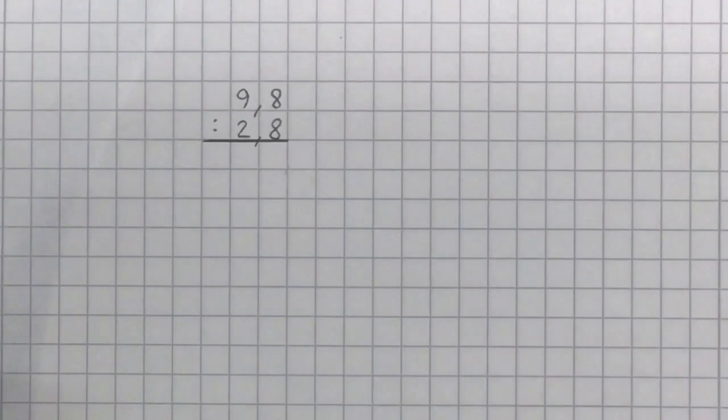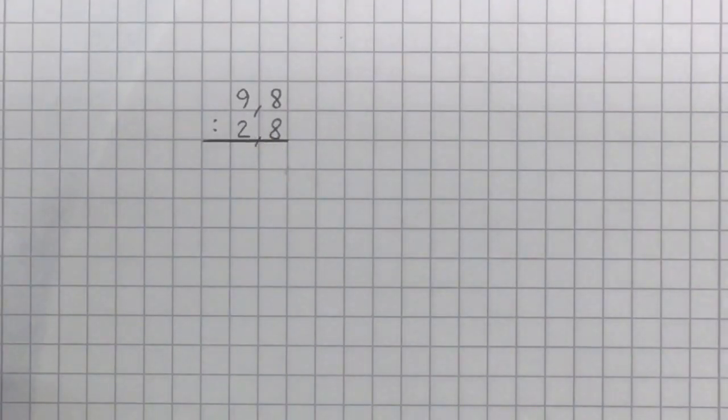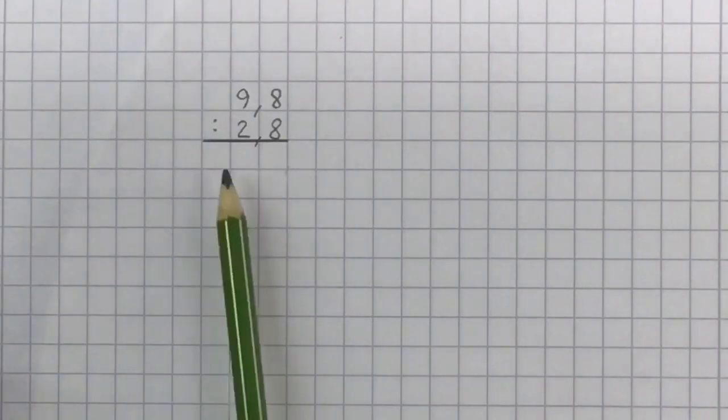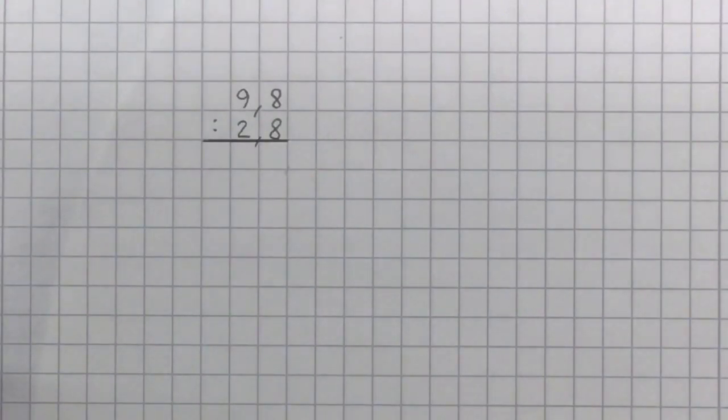So let's have a look at an example where both the dividend and the divider have decimals. 9.8 divided by 2.8. So let's have a look. We have a total of 2 numbers in front of the decimal comma. We have the 9 in the first one and 2 in the second one, so a total of 2. That means that in the answer we will also have 2 numbers in front of the decimal. So I can already place it in the correct spot. You can also do it afterwards, but that's the way it works.